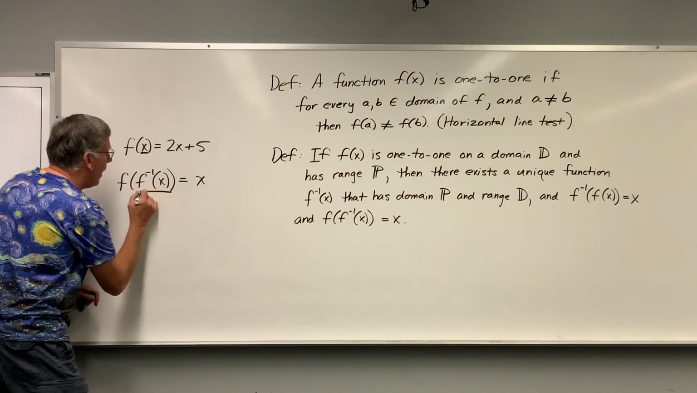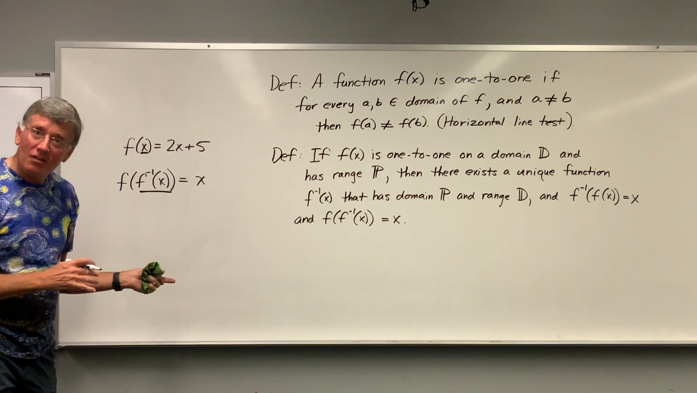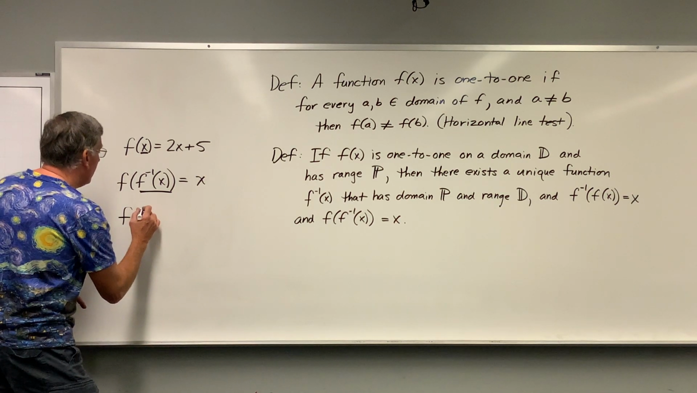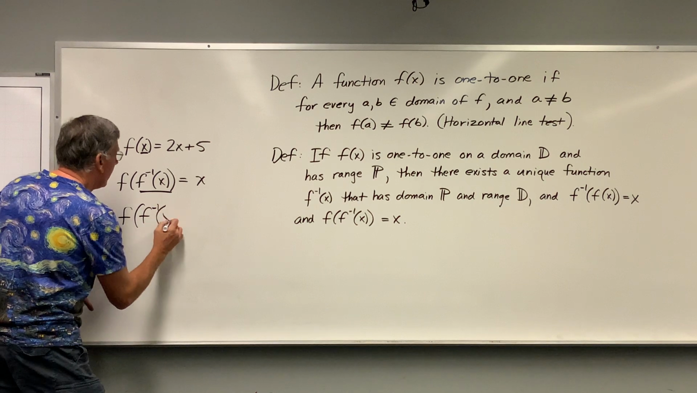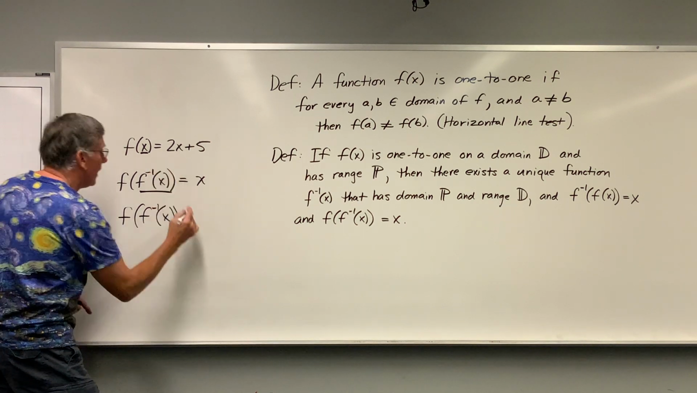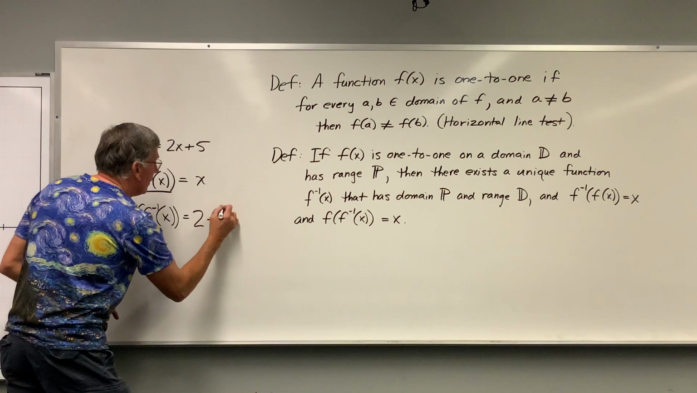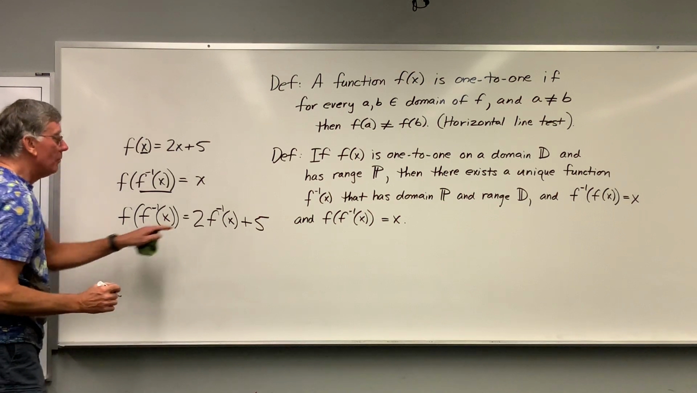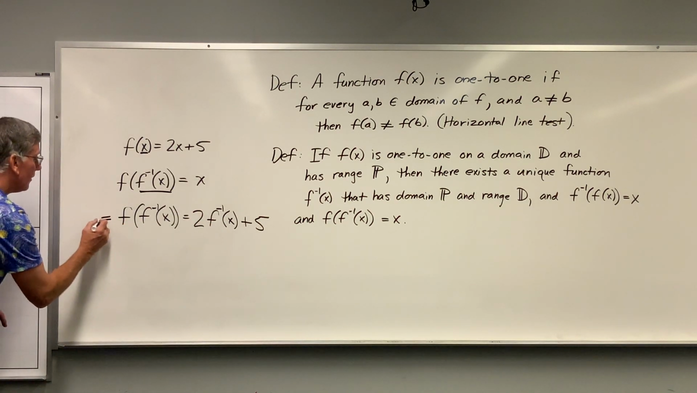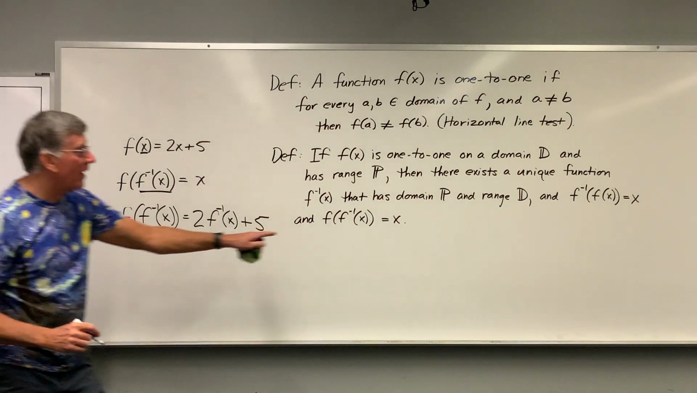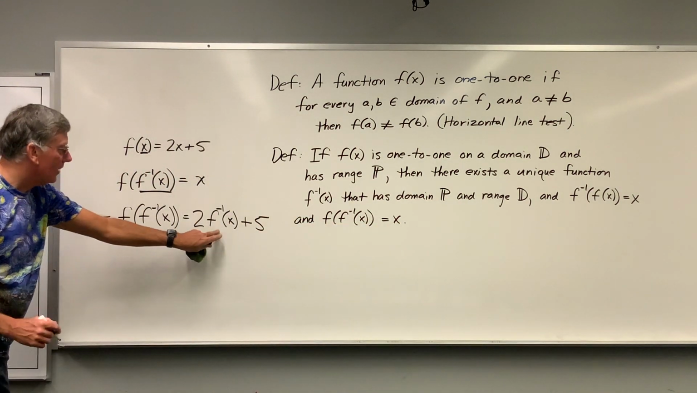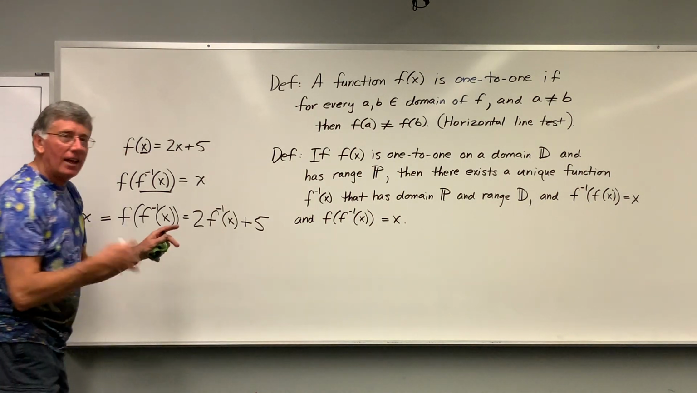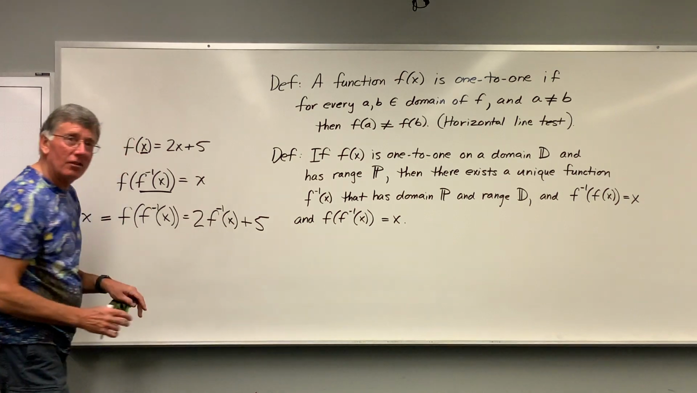Well, here I have the function f inverse of x in my slot. So f of f inverse of x simply says to take 2 times f inverse of x and add 5 to it. But on the other side of the equation is this. From my definition, this is going to equal x. All I have to do now is do the algebraic manipulation to get f inverse all by itself.